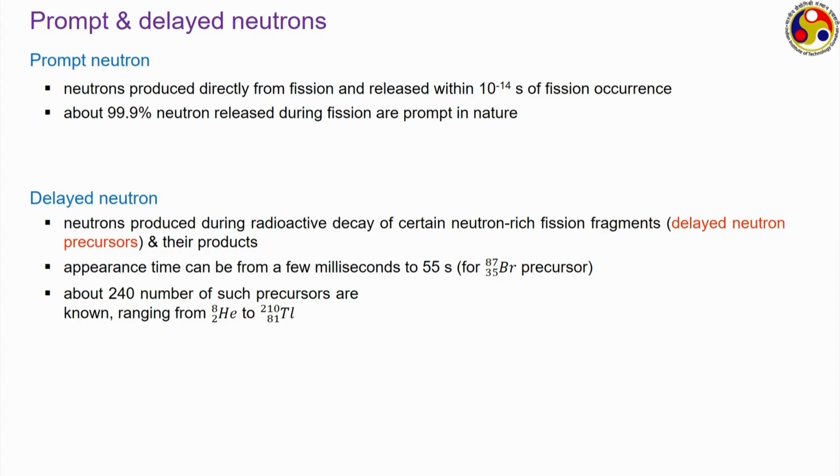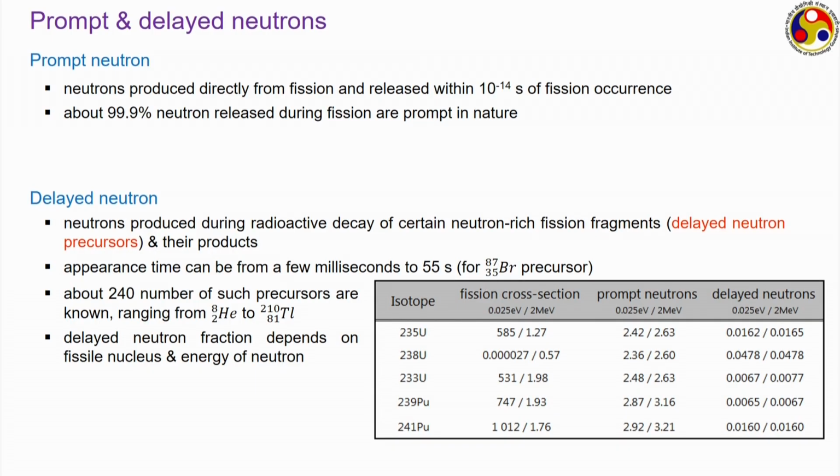Now, of the total amount of neutrons available from fission, more than 99.9% are prompt in nature. So, the total fraction of delayed neutrons available is extremely small, and it also depends on the nucleus itself and the energy of the neutrons. This is a chart that I am showing. If you compare the values for uranium 235, then for thermal fission, whereas the average number of prompt neutrons is 2.42, the corresponding number for delayed neutrons is just 0.016. It is an extremely small percentage, and the same is true for others as well.